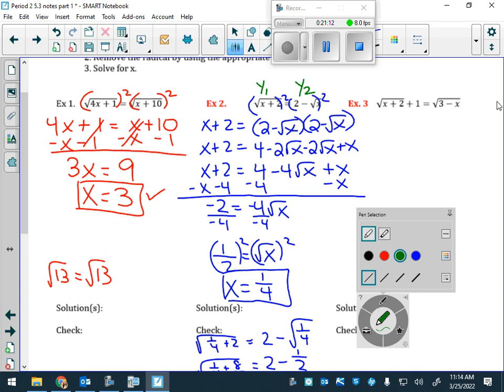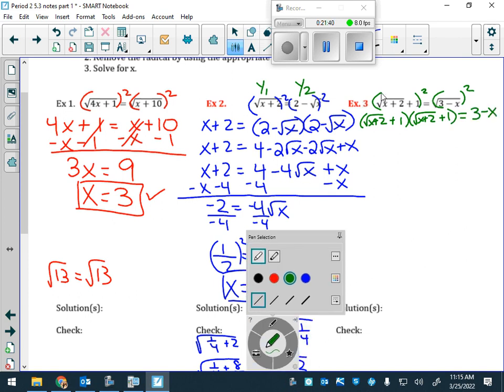What is your first instinct when you see radicals on either side? Square. Okay, good. So we're going to square both sides. All right. However, on the left-hand side, we have that plus 1. So we have the square root of x plus 2 plus 1 times the square root of x plus 2 plus 1 equals 3 minus x. Okay? So now we need to multiply.